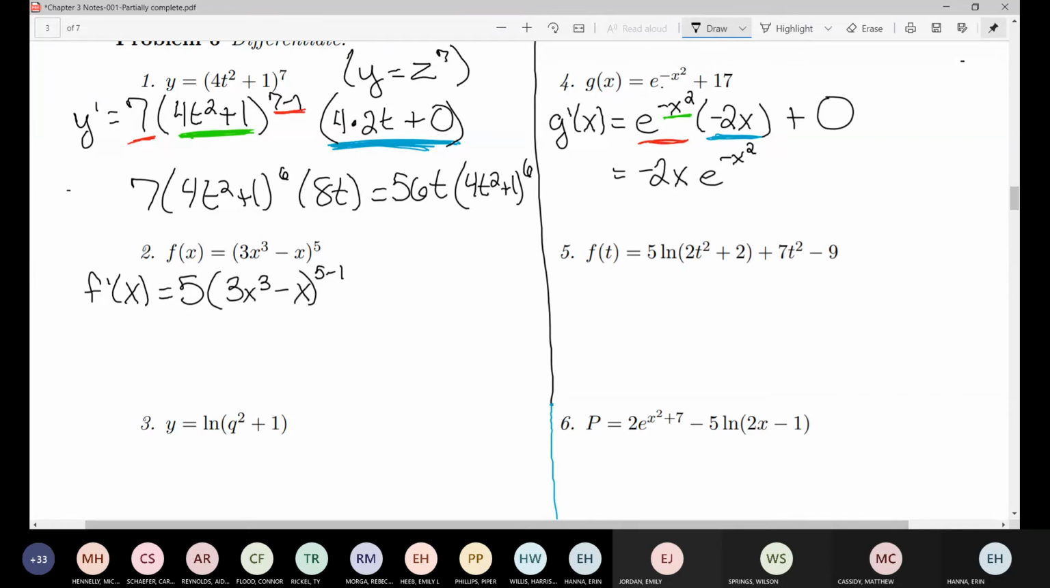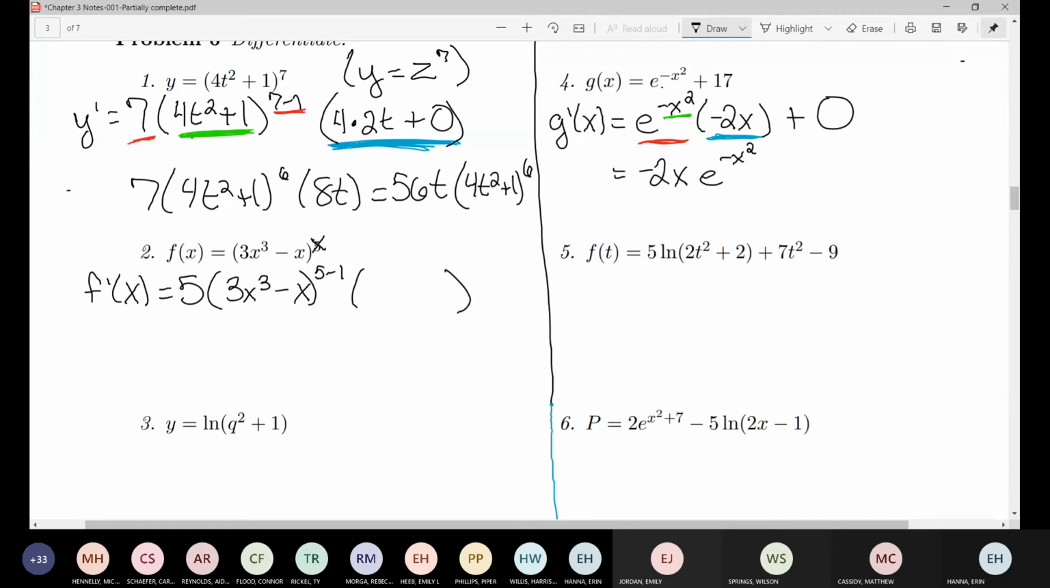I'm just going to keep doing the little crossy outy and then I'll erase it so that it cleans up. So I've essentially taken care of that 5th power idea. I don't need to worry about that anymore. Now I need to take the derivative of what I have left in my original thing, which is the inside, 3x cubed minus x. And that's just going to get multiplied to the end.